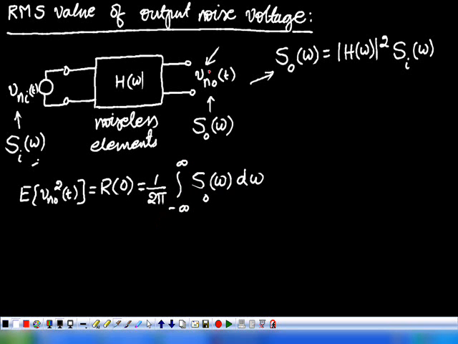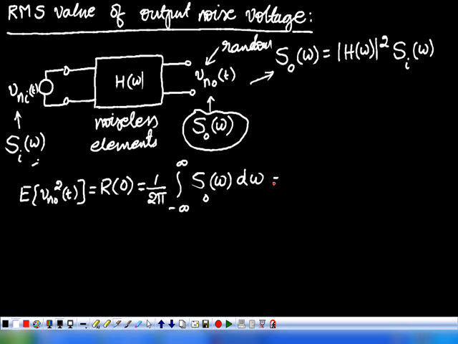So here the output noise voltage is the random signal. So therefore, the mean square value can be obtained by simply substituting tau equivalent to 0 in the autocorrelation function. That is nothing but, we know the power spectral density of the output noise voltage, then find the area under the power spectral density and divide with 2 pi. Okay, we will get the mean square value.